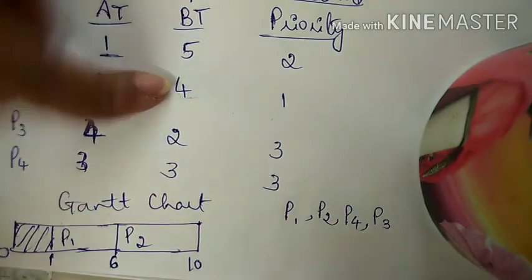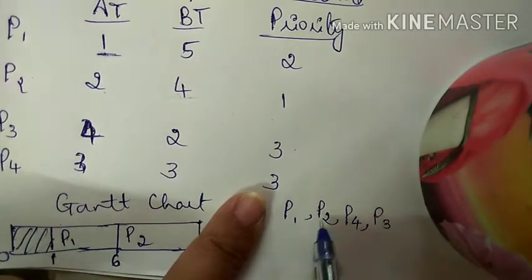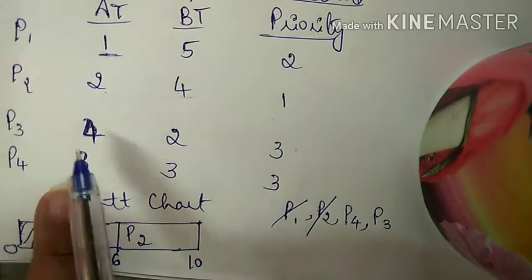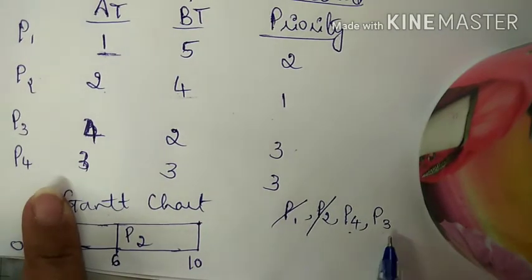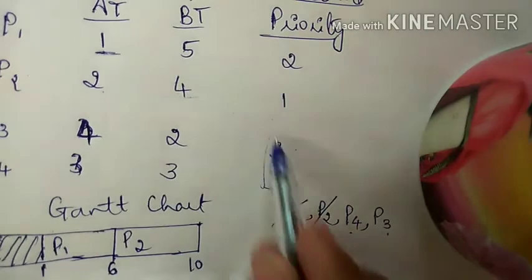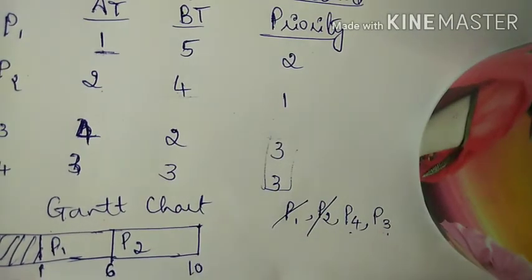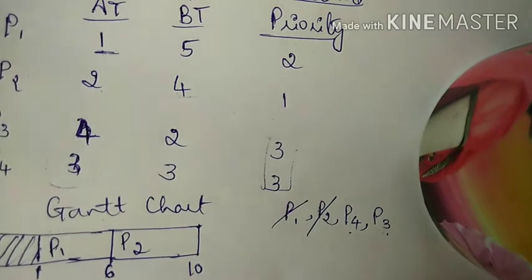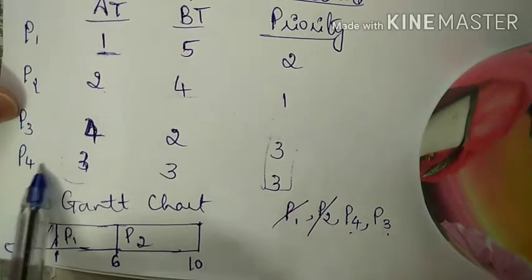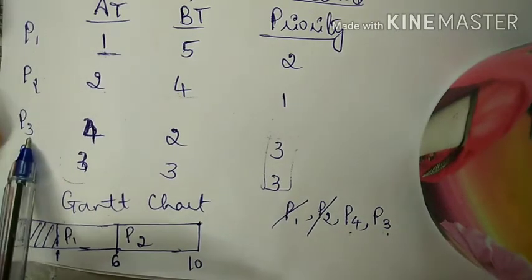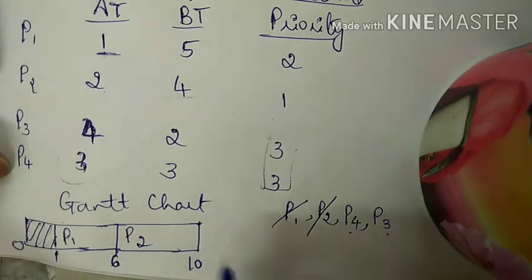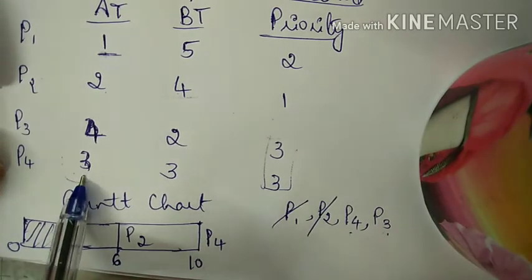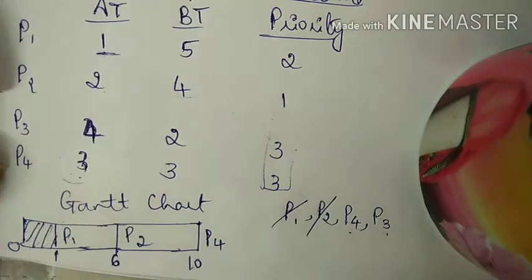After that, P2 is done and P1 is also done. So strike them out. Now, P4 and P3 are in the ready queue. So both of them have the same priority number. In that case, we are going to check their arrival time. Who is arriving first? Of course, P4 is arriving before P3. That's why we are going to schedule P4 first, not P3, because the arrival time of P4 is less than the arrival time of P3.